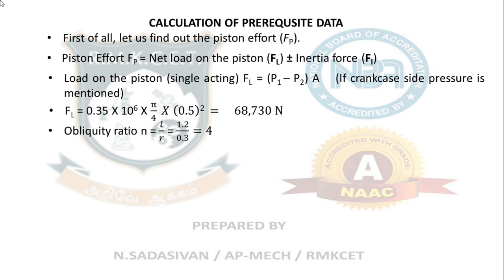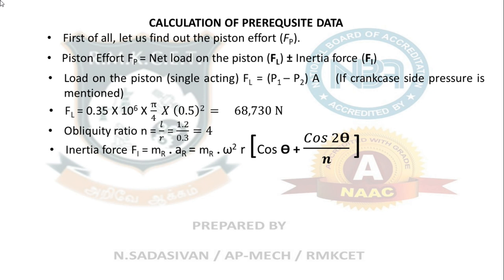Next is the Fi. For finding Fi, I will need the value of n, the obliquity ratio. In the formula of acceleration, you will have the n in the denominator. Therefore, you calculate it first. What is the length of the connecting rod? 1.2. The radius of the crank is 0.3. Therefore, L by R is 1.2 by 0.3, which is 4. n is equal to 4.